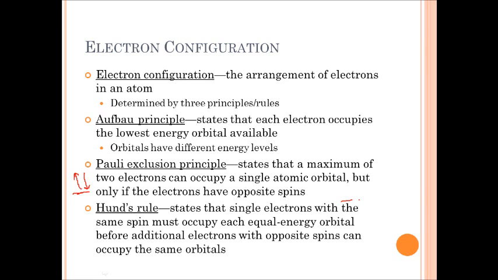So for the p orbital, you have 3 energy levels. If we have 4 electrons, that means the first 3 either have to all be up or all be down before that 4th electron will pair up with one of the original electrons. So they all have to go in the same direction, is what Hund's rule is saying.